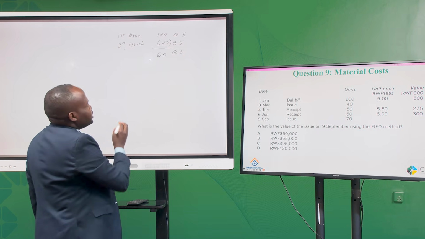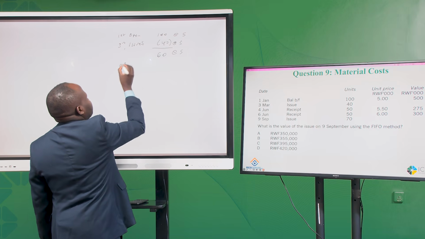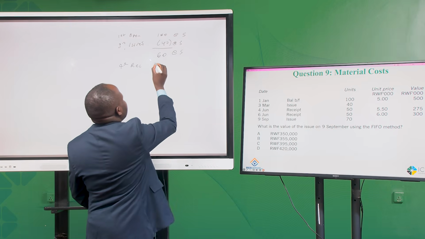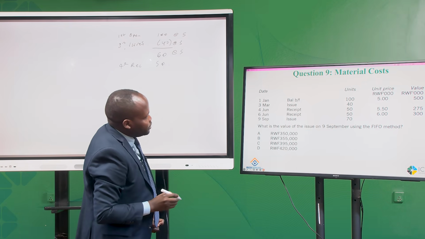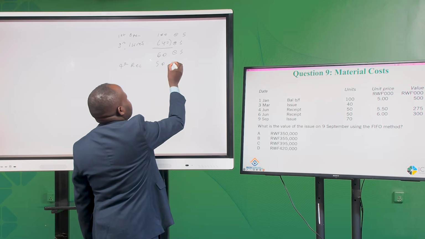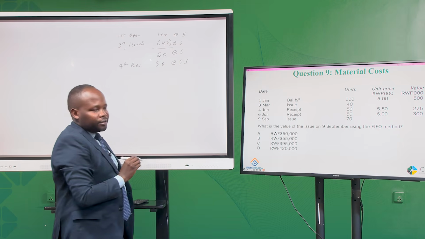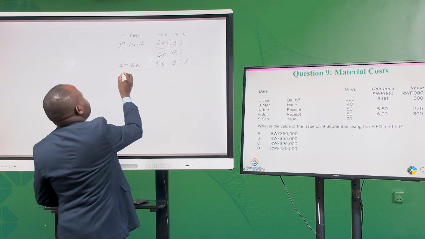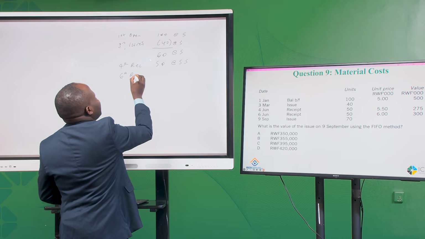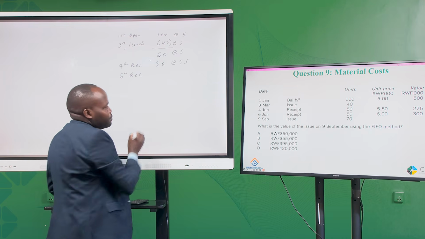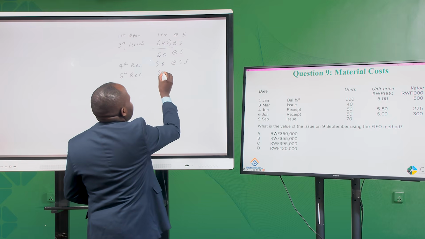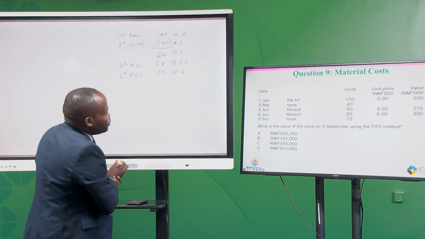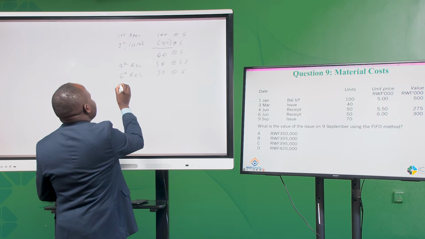The next date is 4th. On the 4th, we received what quantity? 50 at 5.5. The next date, which is 6th June, we again received 50 at 6. And then the next date is 9th.